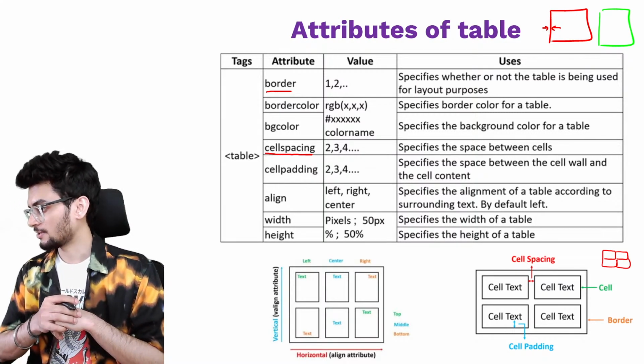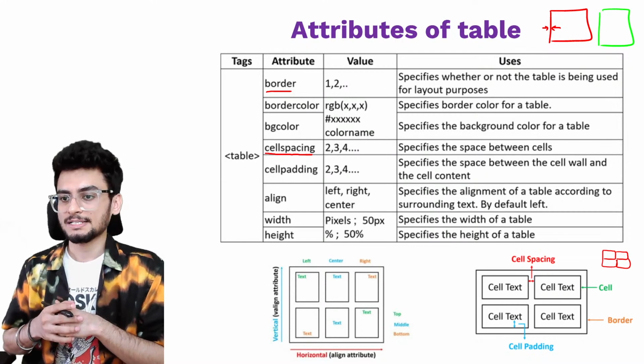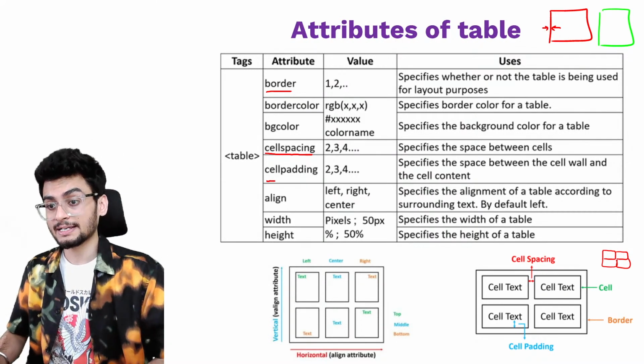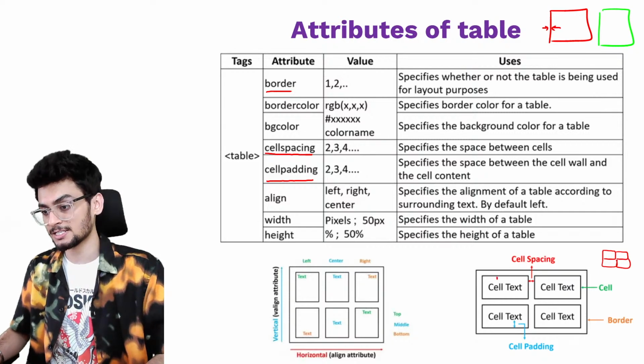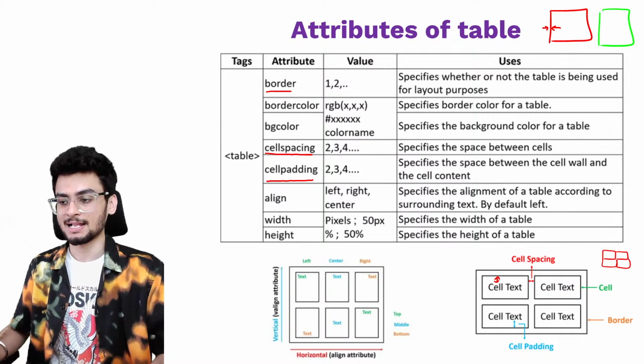Syntax for hyperlink. Okay, right. So let's go ahead, and the other important thing is cell padding. Again, we have discussed cell padding. Cell padding is the distance between the text of the cell and the cell itself.